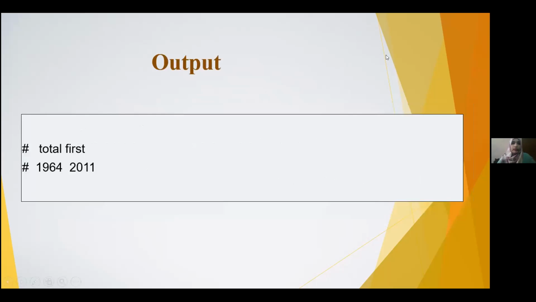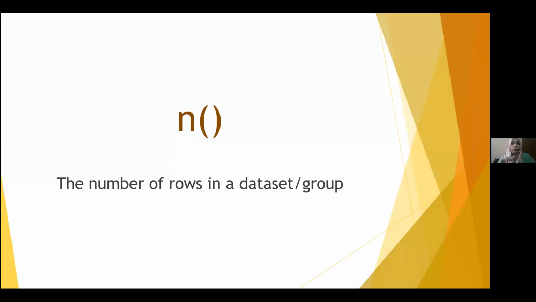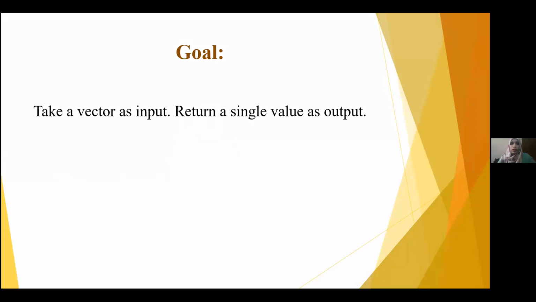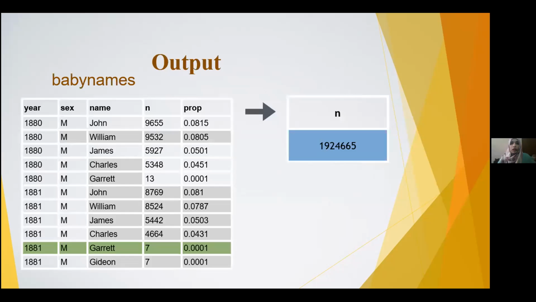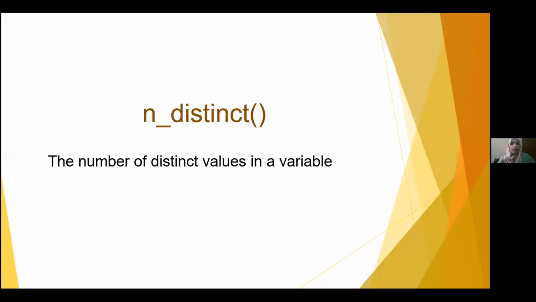So it tells us that the total number of times the name Khaleesi has appeared is 1,964 times, and the first year the name Khaleesi appeared is 2011. Okay, next, for example, we want to calculate the number of rows in the data set. You will just put in the summarize function n with parentheses to calculate the number of rows. The output shows that the total number of rows in the data set is 1,924,665.